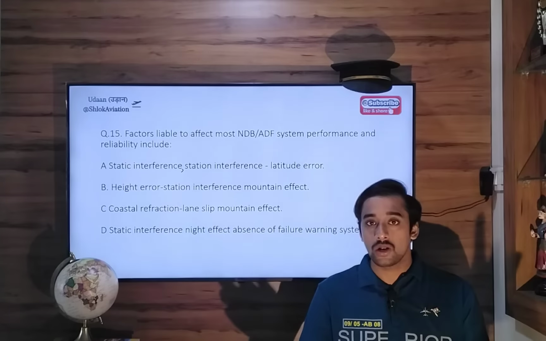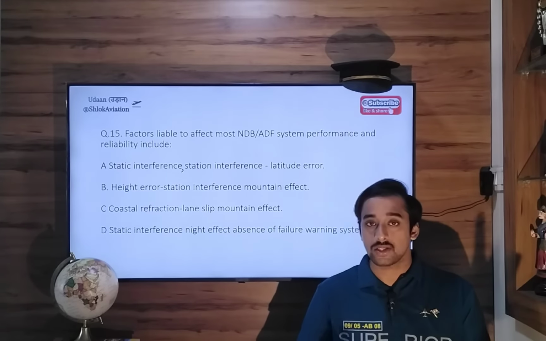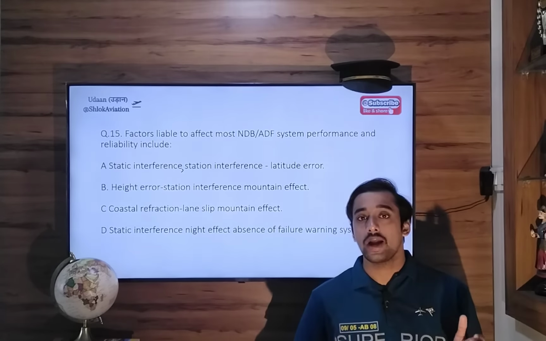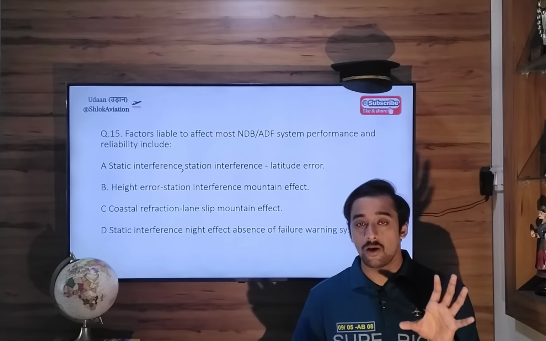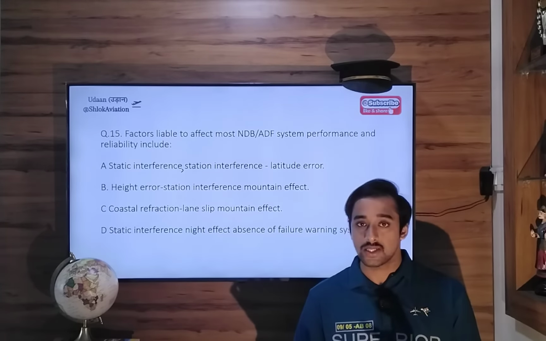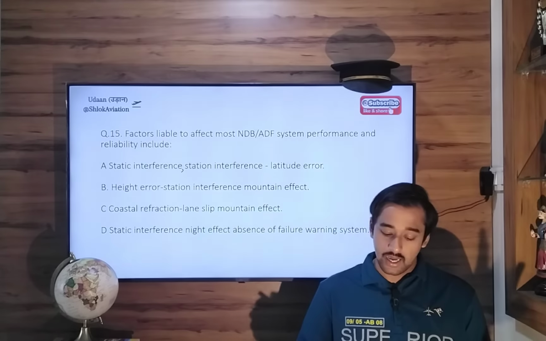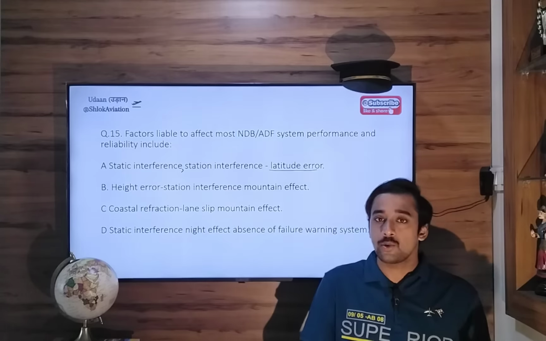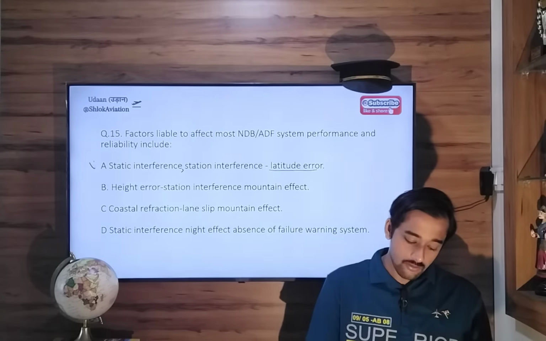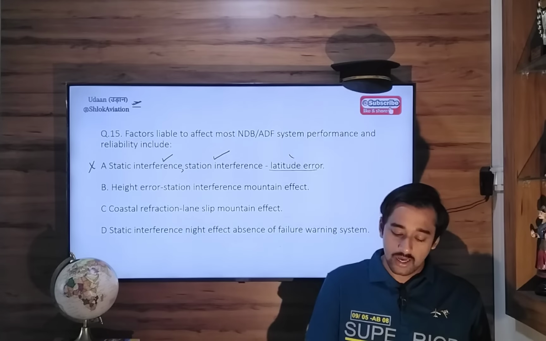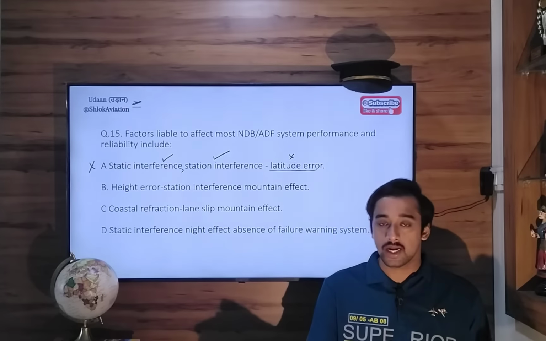Station interference, I have explained it many times before, that there should be a minimum distance separation between two NDB stations so that the signal of one NDB station doesn't interfere with the signal of the other. And the third error is latitude error. That one is wrong. We don't have latitude error in the case of NDB, but these two errors are correct. So option A will be eliminated.